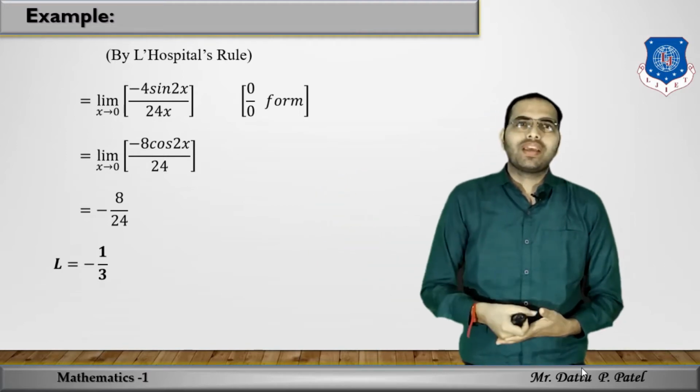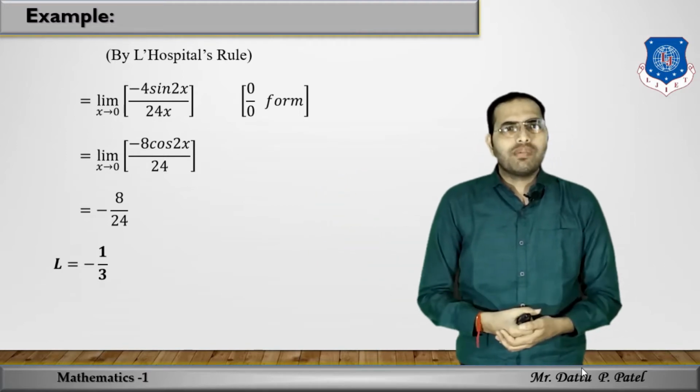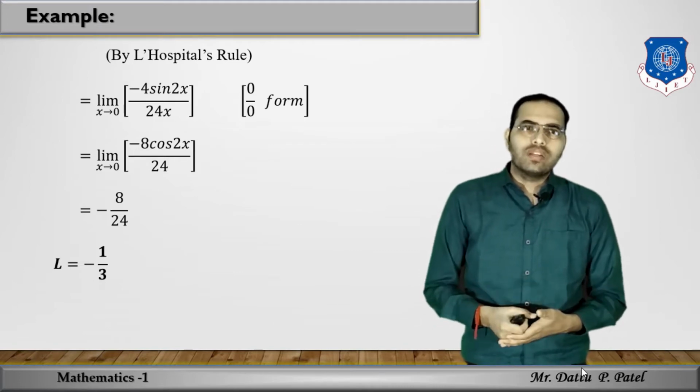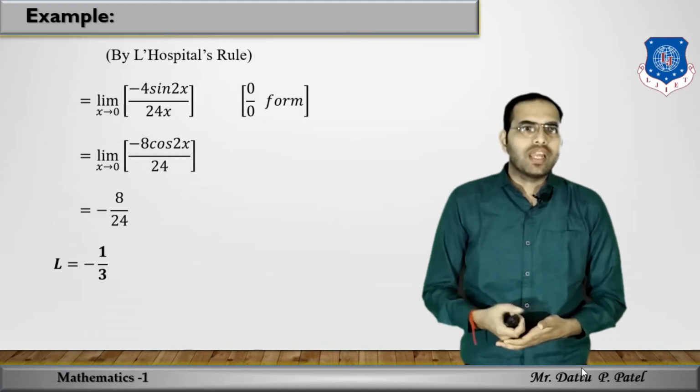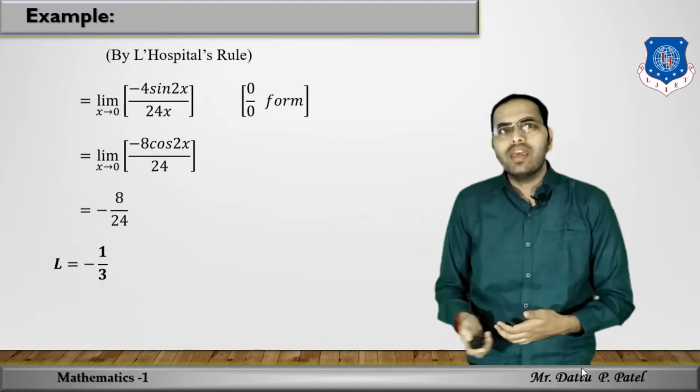Then applying the limit x tends to 0. You all are aware of the value of cos 0, that is 1. Then minus 8 by 24. Then 8 3s are 24. Then our limit becomes minus 1 by 3.